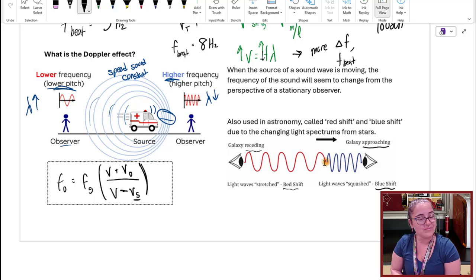Okay, so that's it for guitars, sound waves, and the strings that create them. Okay, cool.